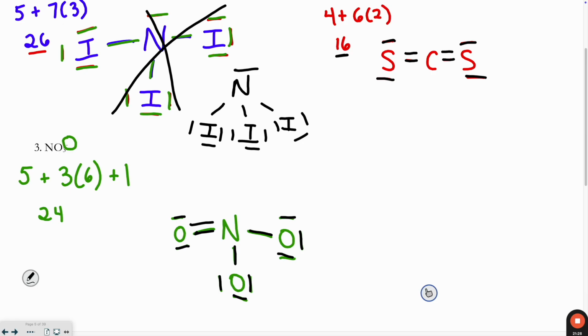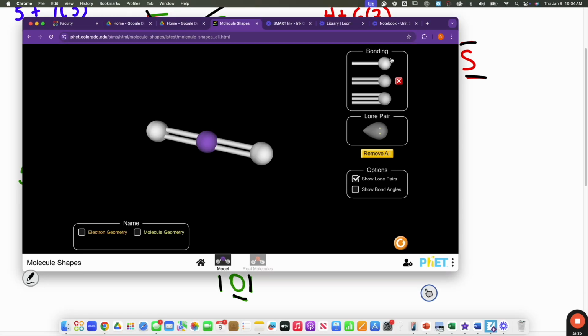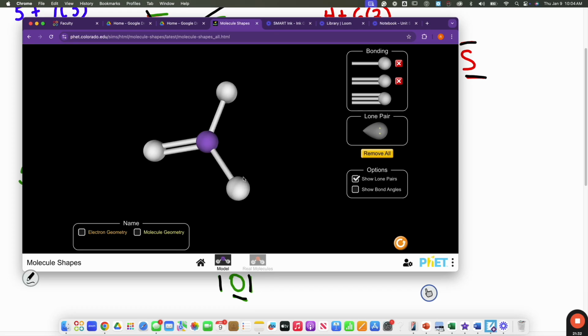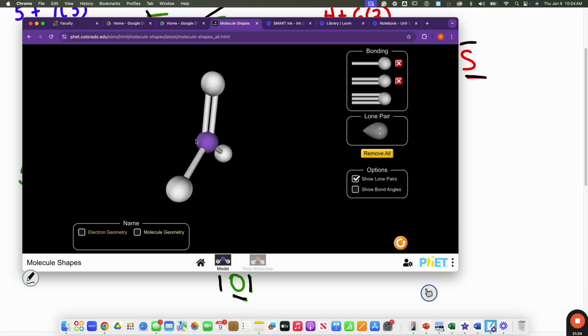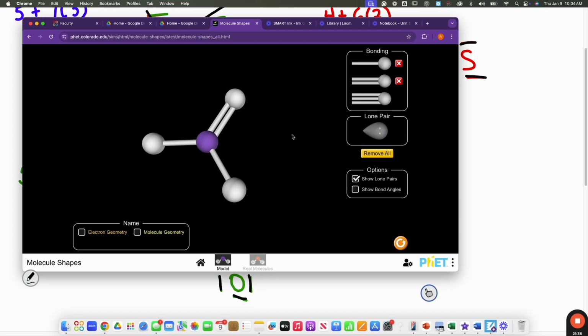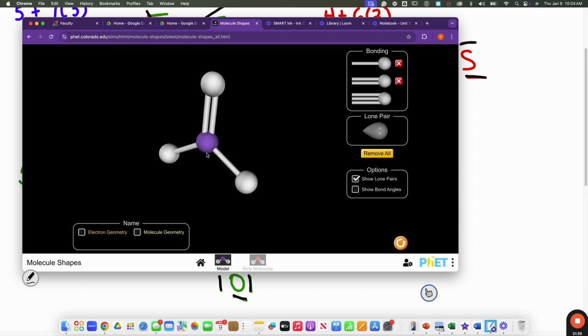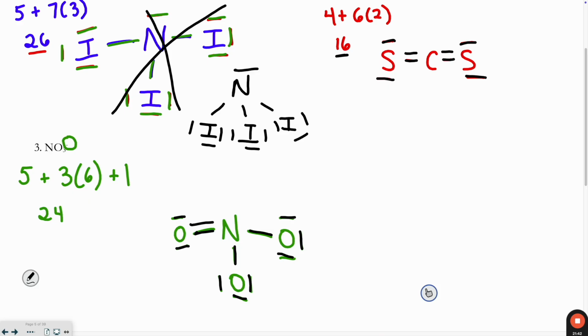I'm good. When I redraw this, I've got 1 double bond, 2 single bonds, and it looks like that, which looks wonderful. It's that little kind of a triangle. So I'm going to draw this. I've got nitrogen, oxygen, like that.